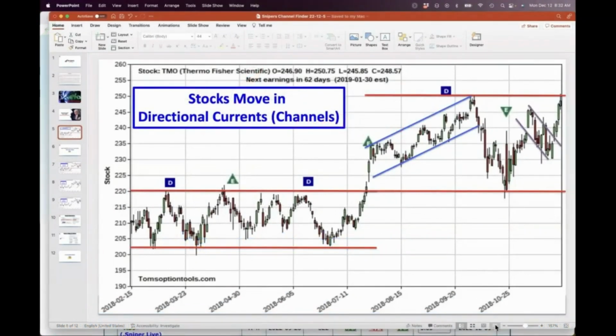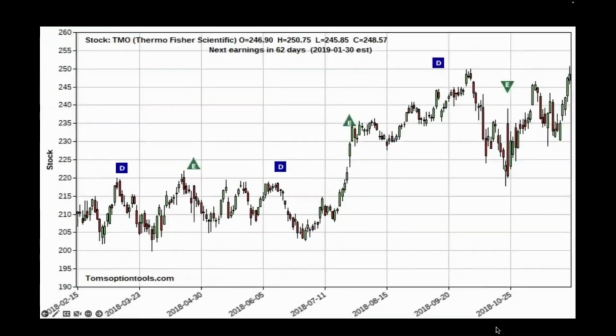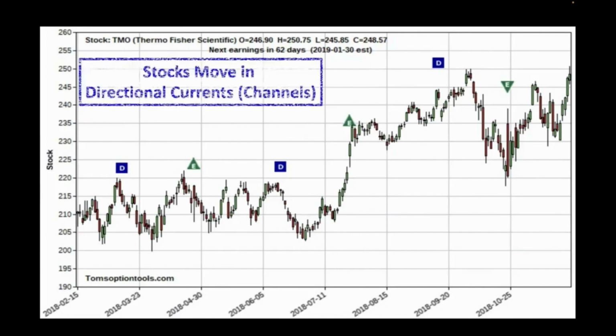So we're now going to do a little bit of Tom's Tools. This is a back-tested chart of Thermo Fisher Scientific, and you can see here that the stock is quite volatile. It moves, but if you take a closer look, you'll discover that stocks move in what I'm going to call directional currents. You can call them channels as well. That's the typical name we use for this phenomenon.